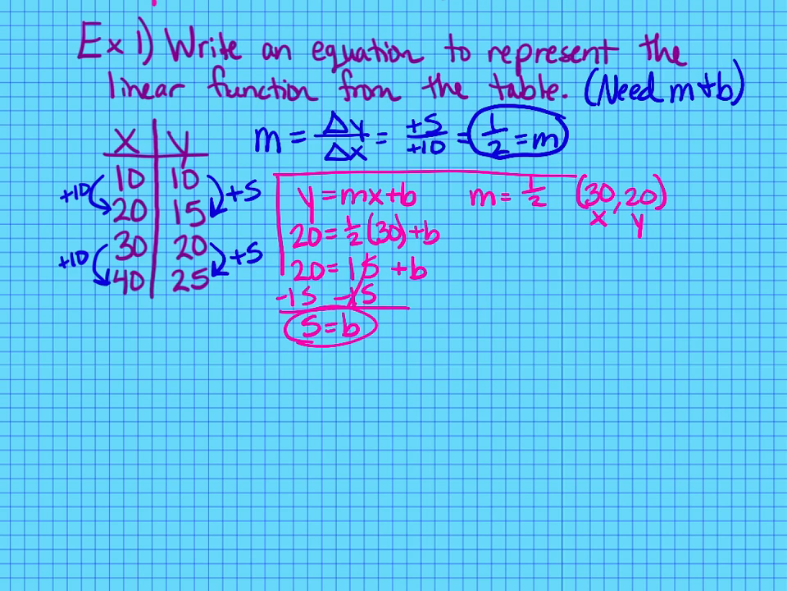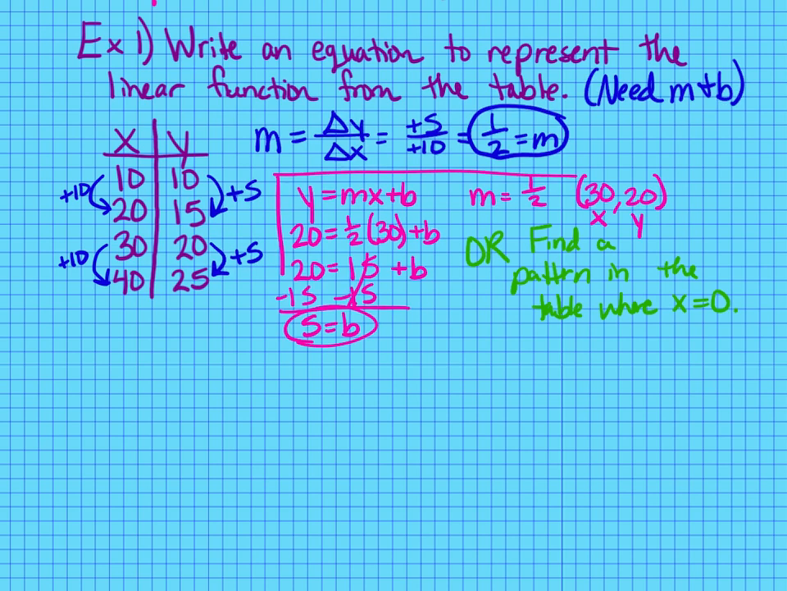You could have found b by using a table. So I'm going to note that. Or find a pattern in the table where, remember, a y-intercept is where x equals 0.